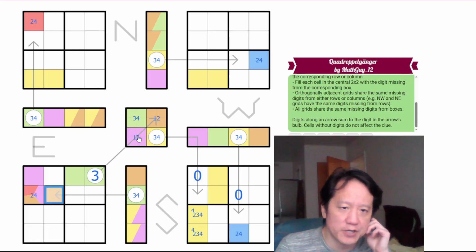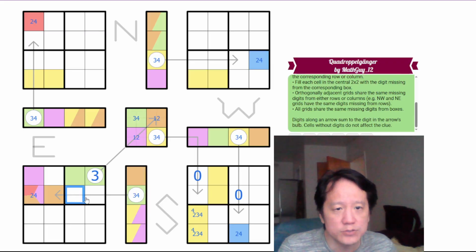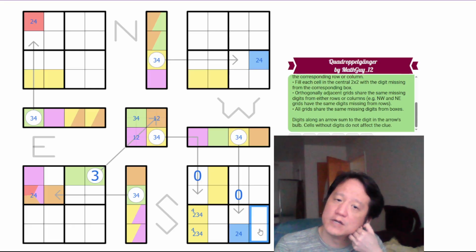Cannot be missing green and green in the box and the row, so 0 has to be one of these two. 0 is missing green, and it's missing orange. Well, it could still be either of those, so that's unfortunately not helpful. 0 in this column is missing green and it's missing pink. 0 in this column is missing orange and it's missing... I don't know what else.